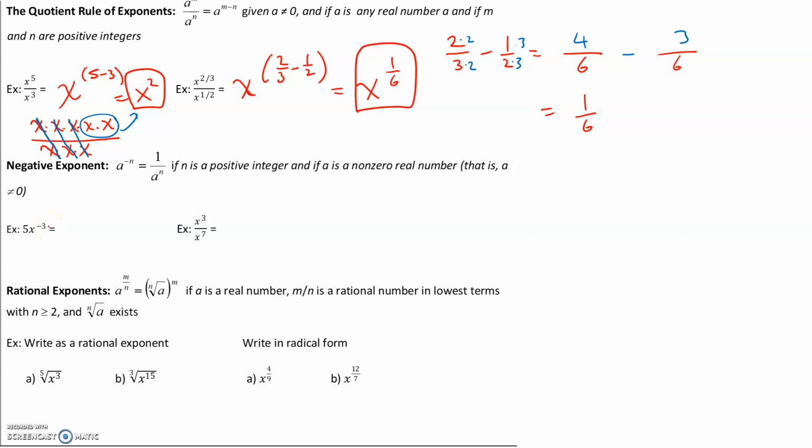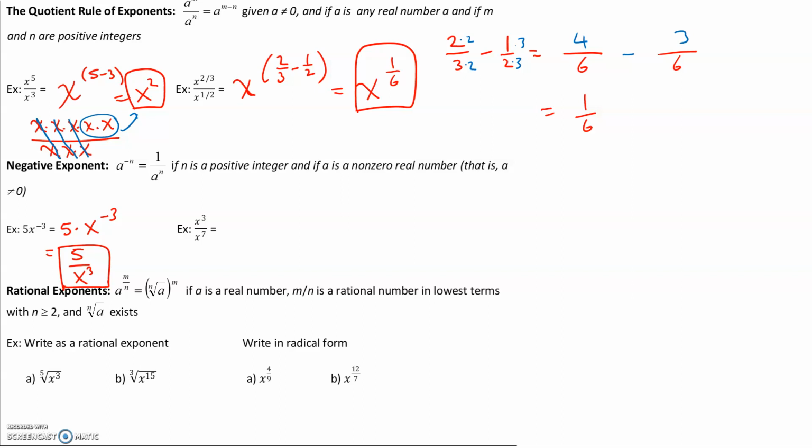So just keep in mind that this is actually 5 times x to the negative third. The exponent only goes to the term that's directly beneath it. It does not go to the 5, unless the 5x was in parentheses, but it's not. So the negative 3 only belongs to the x and not to the 5. So we have 5 times x to the negative third. The 5 stays where it's at. X to the negative third moves to the denominator, and it becomes x cubed, and this becomes your final answer.